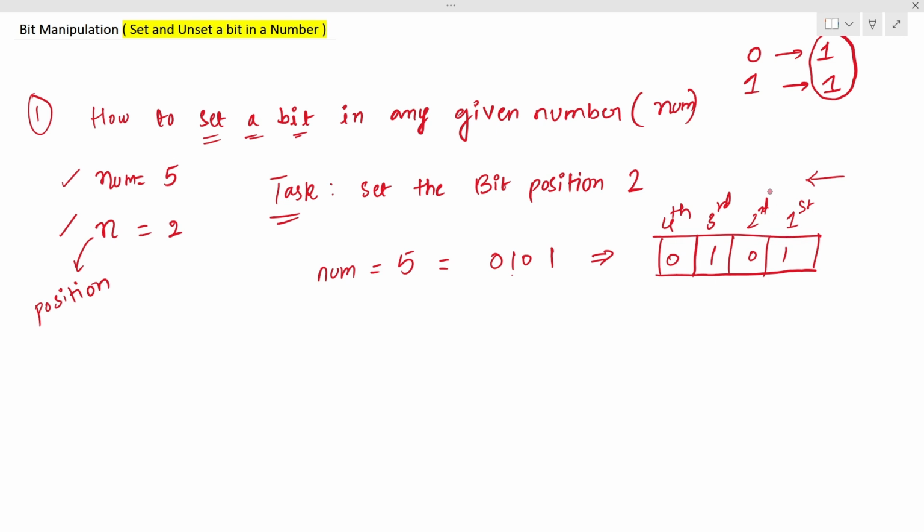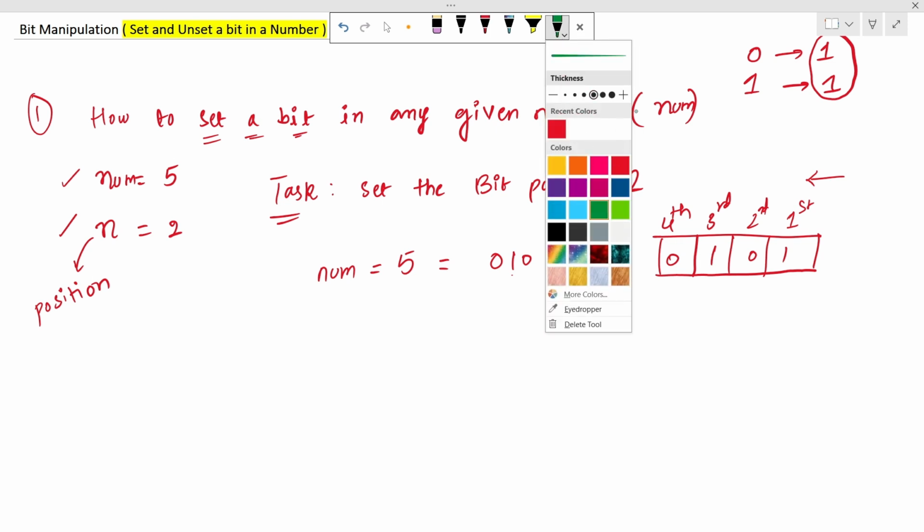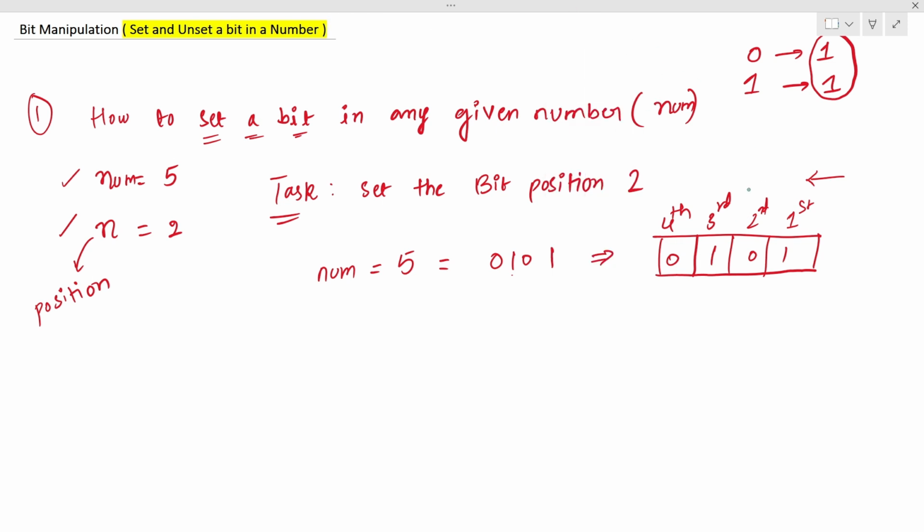Now your task is to go to the second position and make that position set. You need to make it set, and that's what we have done. Your answer will be 0 1 1 1. So it's pretty cool, right? Whatever we have seen to set that bit, we are just going to that second position and trying to set that bit.